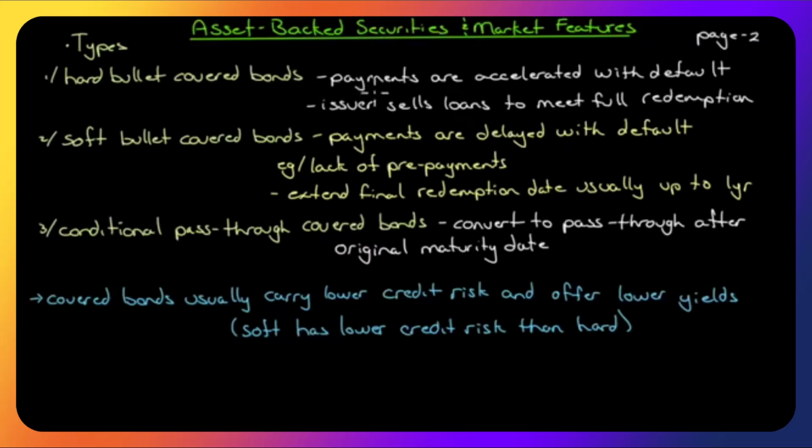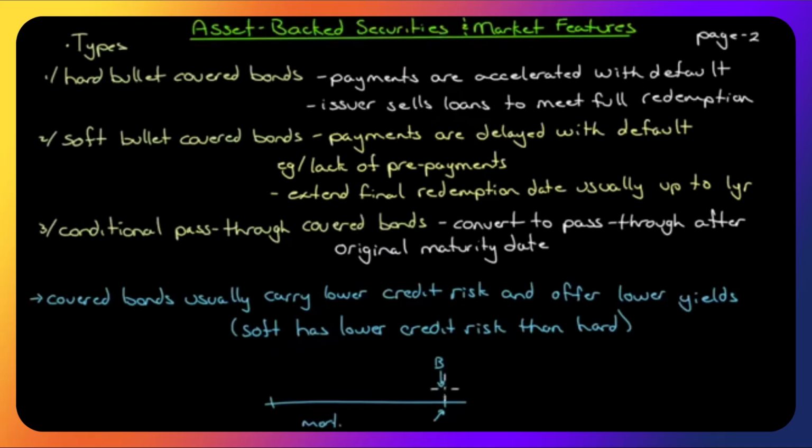So hard bullet covered bonds, payments are accelerated with default. An issuer sells loans to meet full redemption. So you have, let's say, 5 years, and at the end of 5 years, there is a bullet payment on those bonds that are due. But these are mortgages, right? Well, interest rates might have changed in such a way that at this point in time, the cash isn't there to meet the bullet payment.